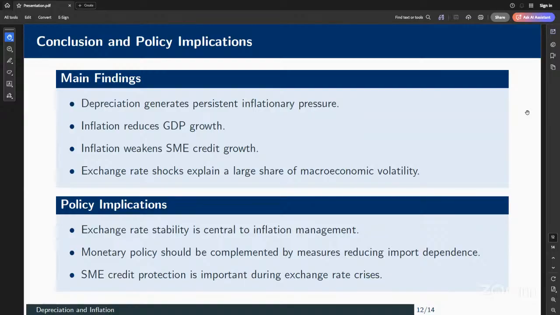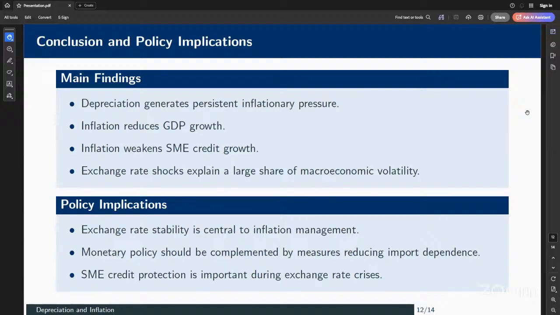The policy implication is that exchange rate stability is important for inflation management. Monetary policy alone may not be enough if the economy remains highly dependent on imported essentials and production inputs. Reducing import dependence and protecting SME credit access during crisis are also important.